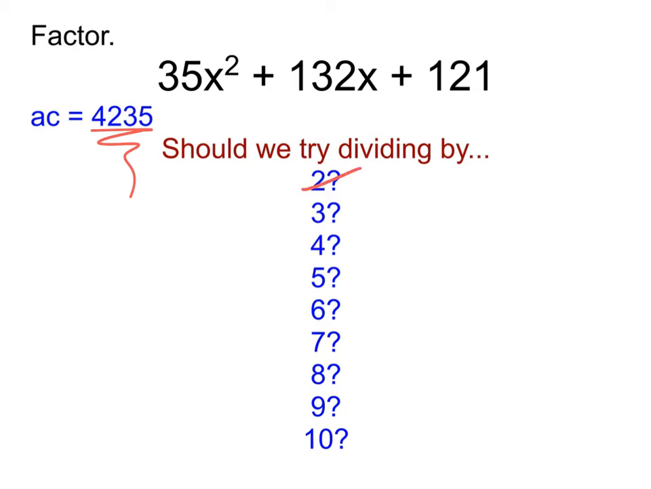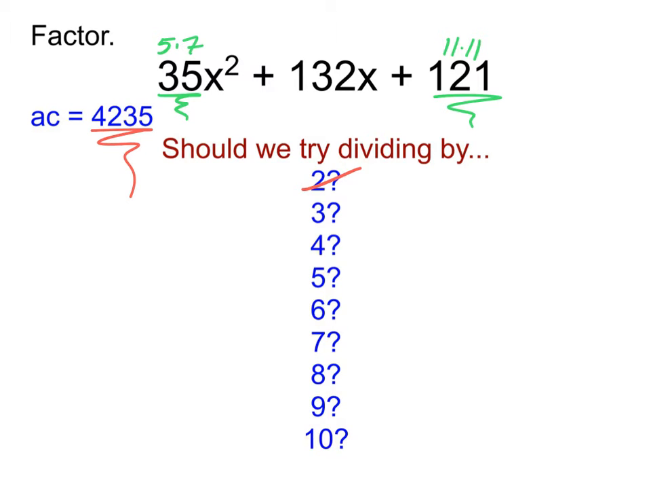No, we shouldn't, because it's not even. Remember how we got that? We multiplied 35 by 121. The only numbers that multiply into those: 35 is 5 times 7, and 121 is 11 times 11. So notice there's no 2 in that. So 2 is ruled out then.